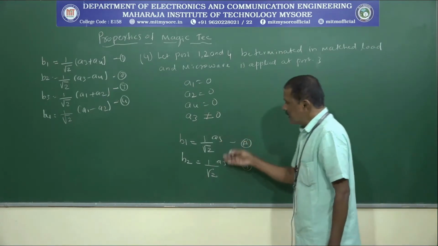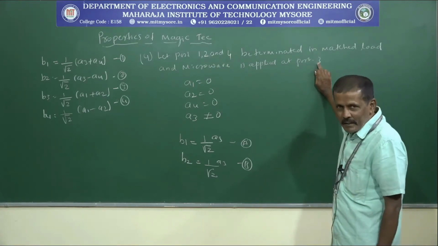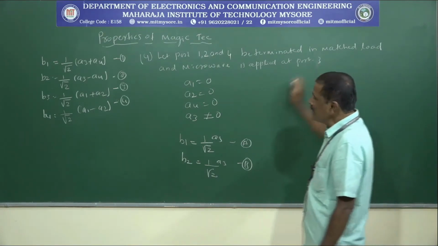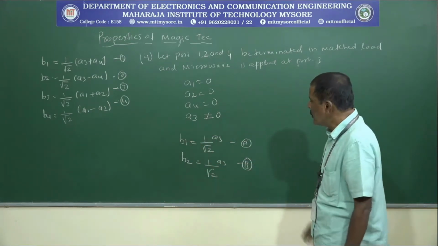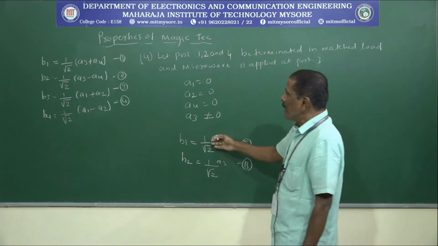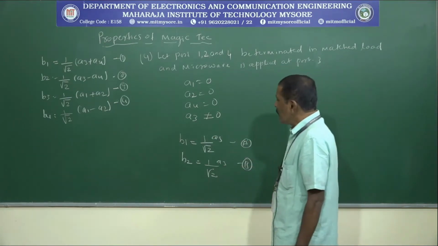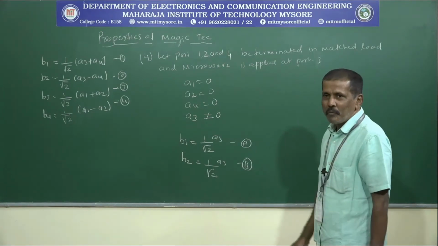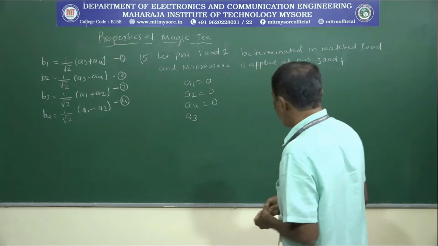Now, what it is indicating is that if you apply a signal at port number 3, the signal is equally divided between port 1 and port 2, having the same magnitude and the same phase, and no signal will go to port number 4. Now let us study property number 5.